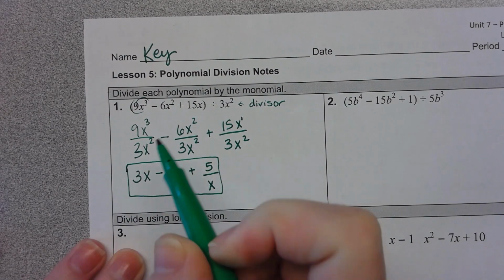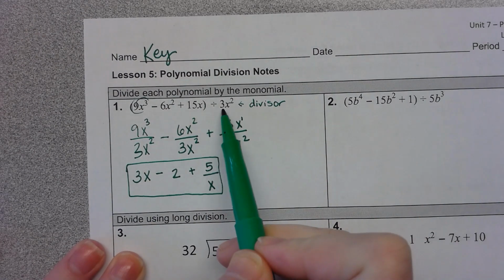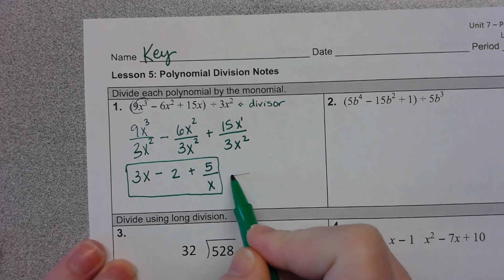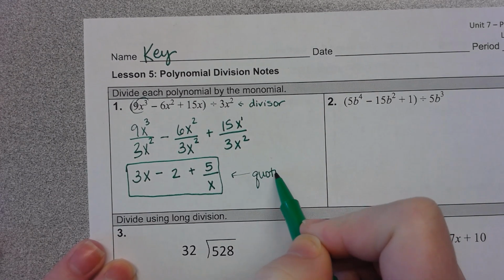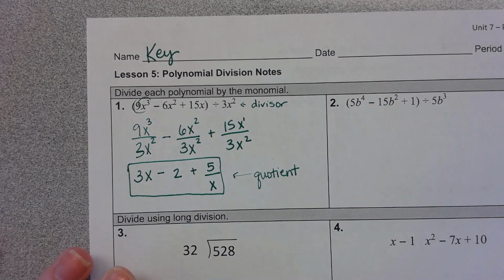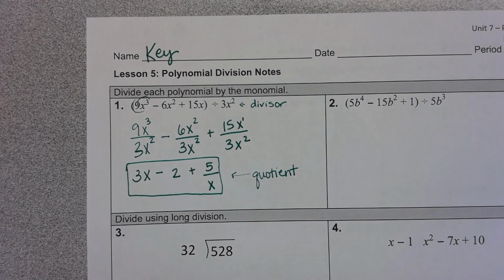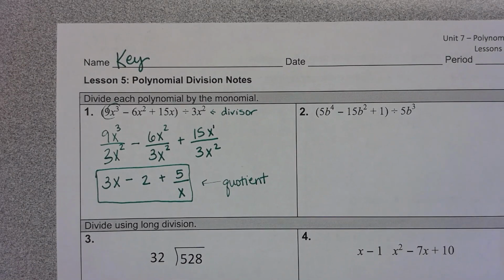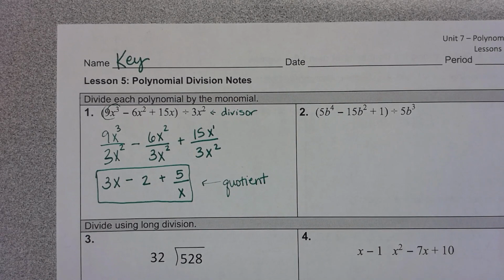So when we take this polynomial and divide by this monomial, this is the quotient, which you'll remember is the answer to a division problem. All right, I'm going to have you guys do number 2 on your own, so set that up the same way, simplify, pause the video, check back when you're done to see if you got it right.